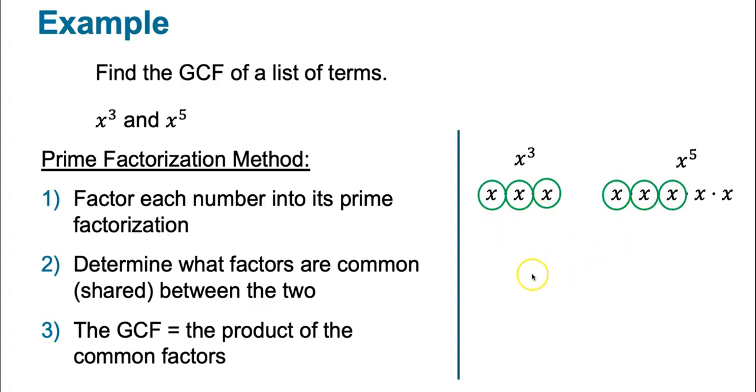This is all the common factors. So what's the GCF? The GCF is the product of those common factors, or multiply those common factors together. We can rewrite this as simply x cubed. Thus the GCF of x cubed and x to the 5th is x cubed.